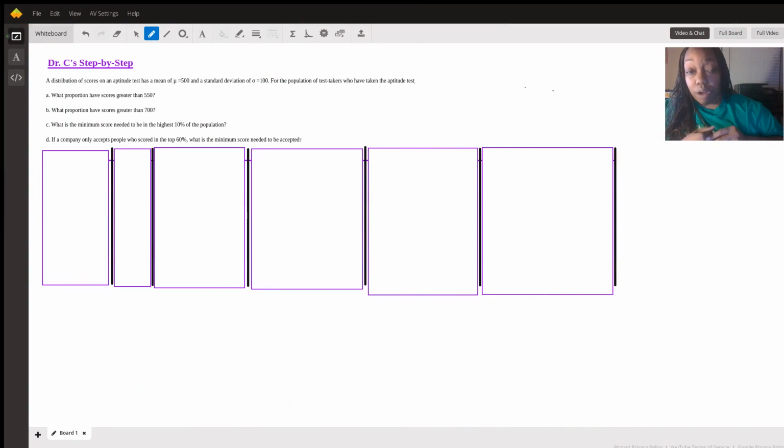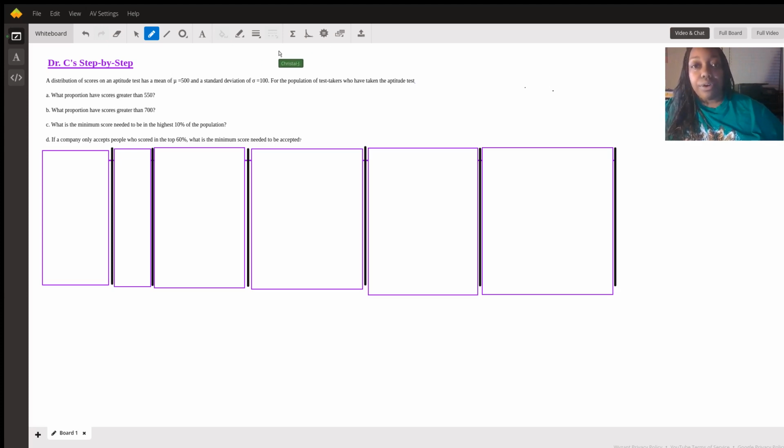to go through a word problem and interpret and answer these questions. So here they pretty much give us a prompt. They essentially go over, you know, they said that the distribution of scores on an aptitude test has a mean of 500 and standard deviation of 100.